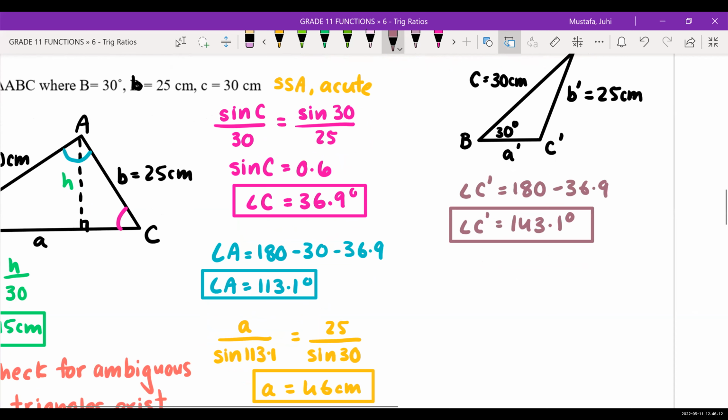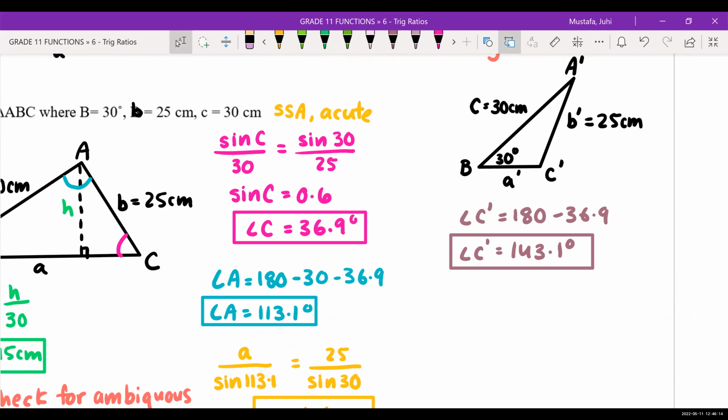And then from there, if we know what angle C prime is, can we figure out angle A prime? Yes, we can. Angle A prime is just going to be, again, interior angles. By the way, angle C prime follows the supplementary angle rule, like all the angles in a straight line add up to 180. And then angle A prime follows the interior triangle rules, where all the angles in a triangle add up to 180. So 180 minus 30 degrees minus 143.1. And we expect this to be pretty small.